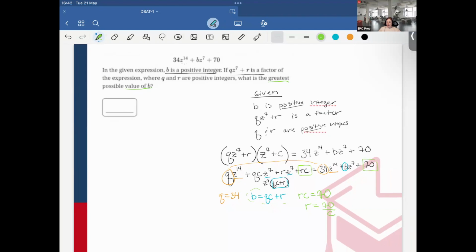And I know that B is equal to QC plus R. I know Q, it's 34, so I can plug in the 34. C, I don't know, and I know that R would be 70 over C. Okay, so then going back to our given facts, remember it says that B is a positive integer. So the only way in which B is going to result in a positive integer is if C must be 70.